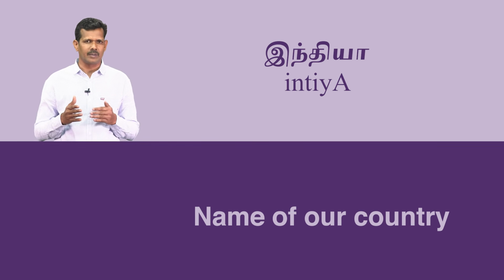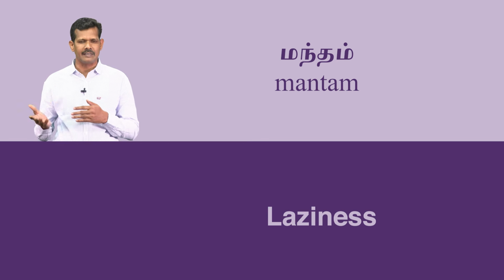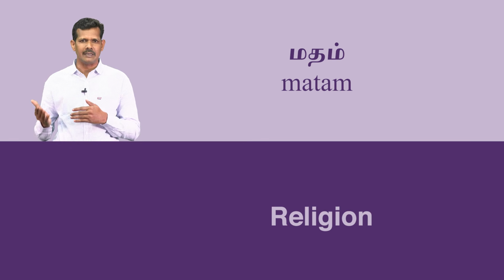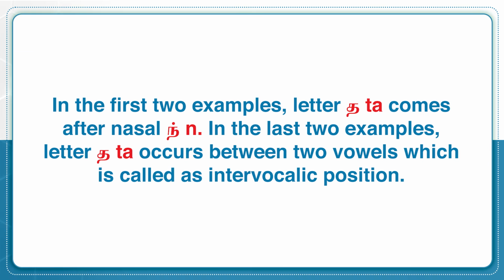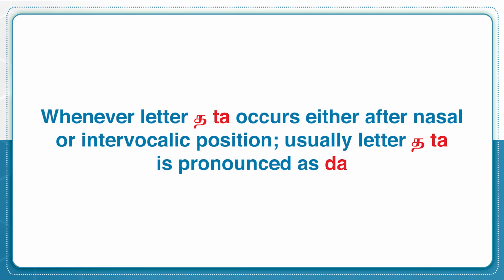For examples, India, name of our country. Mandam means laziness. Madam, which means religion. Sadam, which means century. In the first two examples, the letter ta comes after the nasal. In the last two examples, letter ta occurs between two vowels, which is called intervocalic position. Whenever letter ta occurs either after nasal or intervocalic position, usually letter ta is pronounced as da.